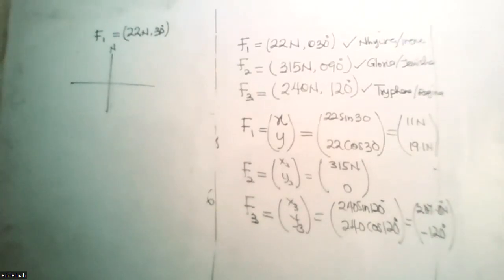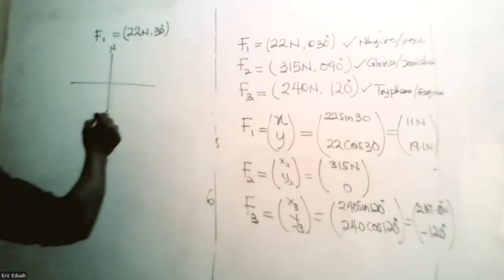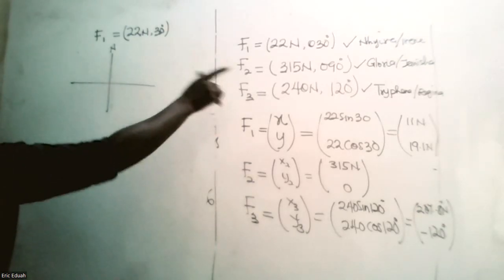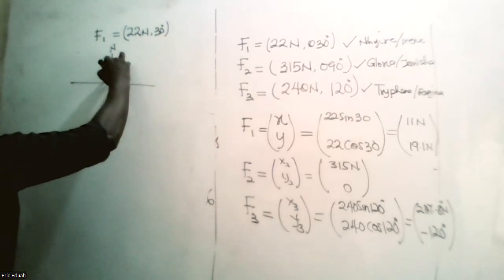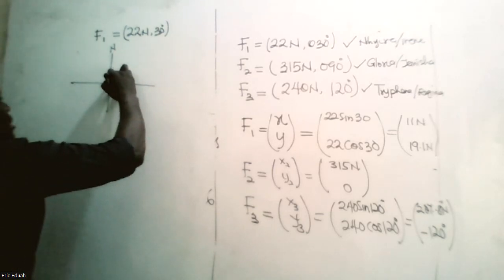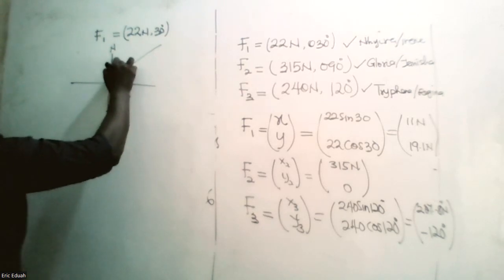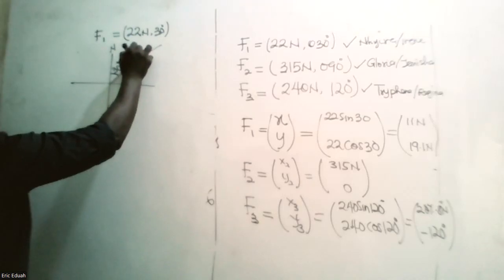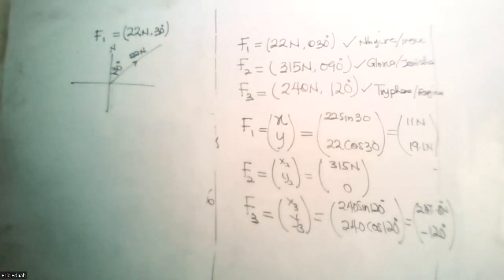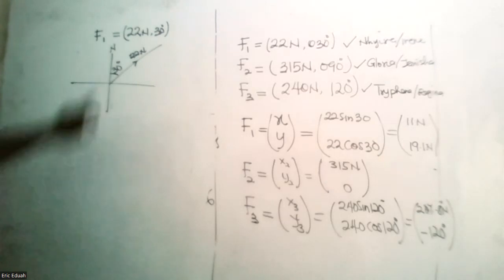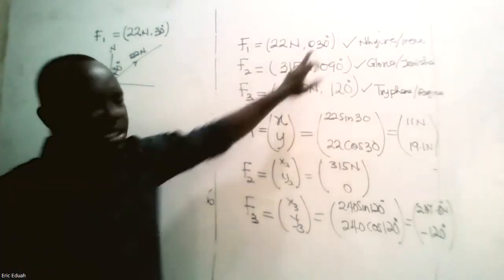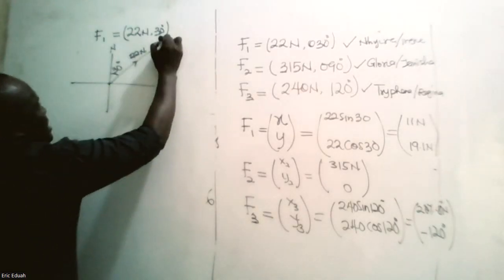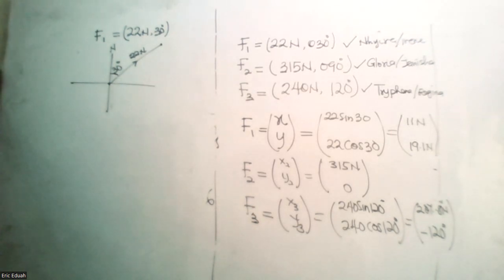To measure 22 Newton at an angle or bearing of 30 degrees, I measure 30 degrees from the north. This is the angle, 30 degrees. The magnitude from the starting to the ending point is the magnitude of the force.